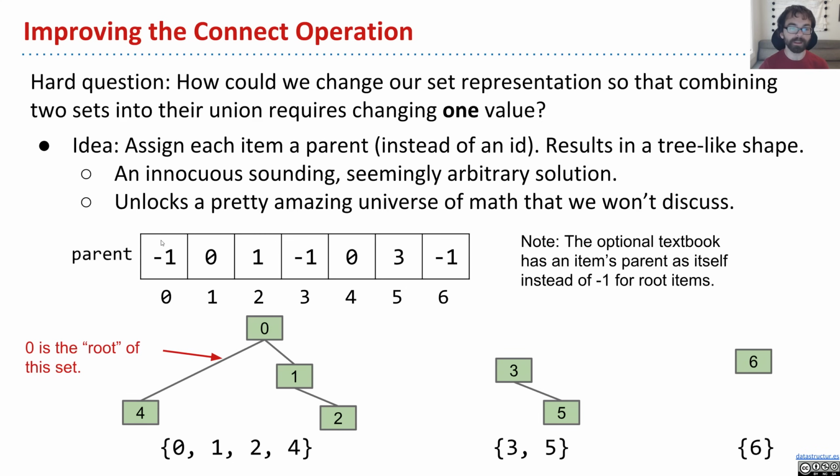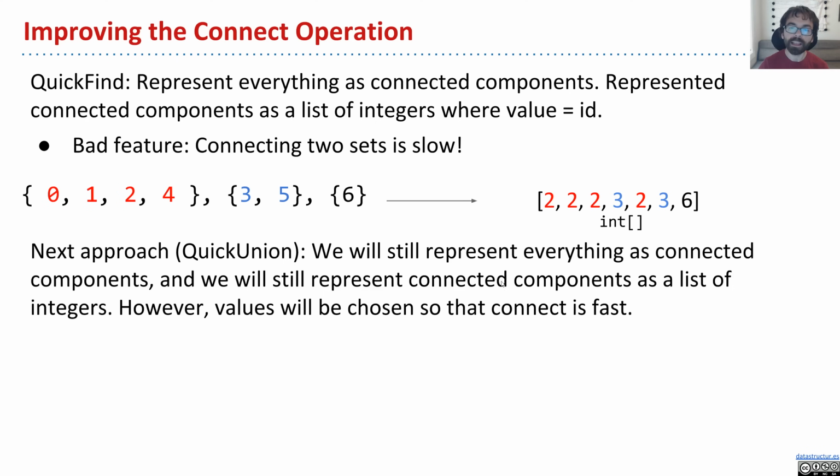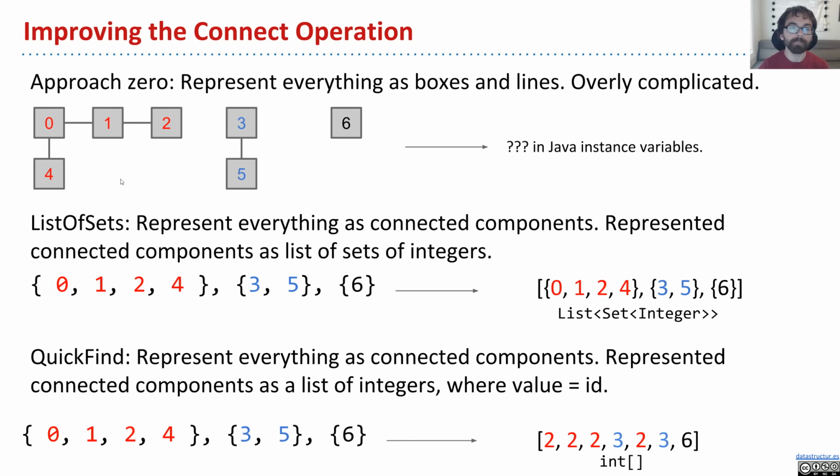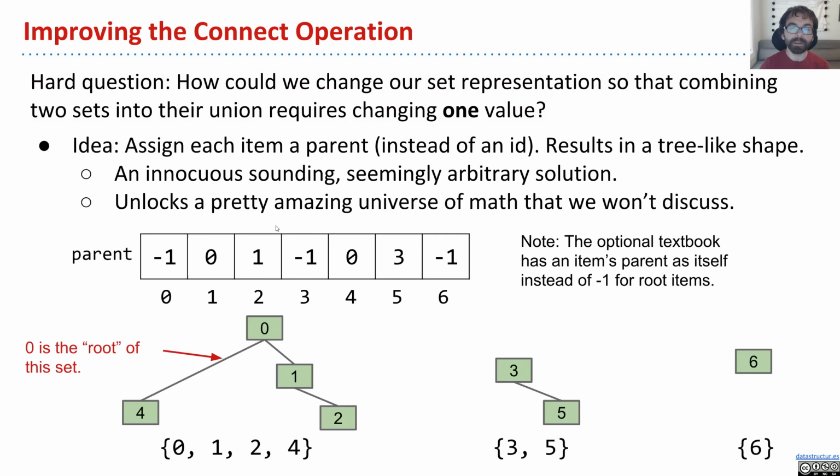And we'll use a negative value here to represent the root of one of these sets. Likewise, 5, it has a parent of 3, and 3's parent is itself, and 6 has just its own self as a parent, right? So it is a root. So this approach, kind of interestingly, we're moving actually a little bit back towards approach 0. It's not quite the same thing, but it's close.